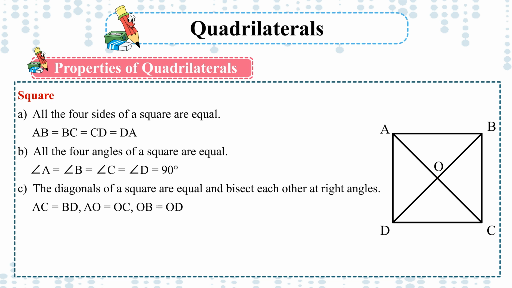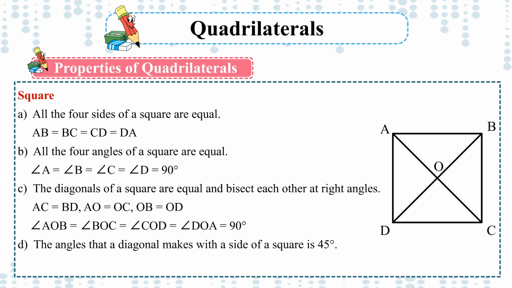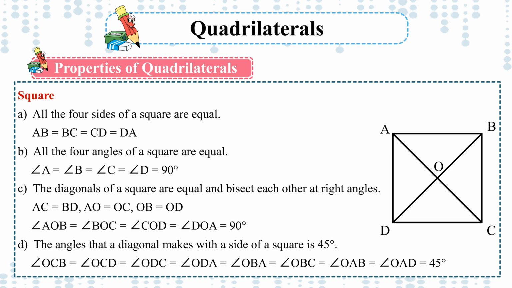AO is equal to OC. OB is equal to OD. Angle AOB is equal to angle BOC is equal to angle COD is equal to angle DOA is equal to 90 degrees. D. Angles that a diagonal makes with the side of a square is 45 degrees. Angle OCB is equal to angle OCD is equal to angle ODC is equal to angle ODA is equal to angle OBA is equal to angle OBC is equal to angle OAB is equal to angle OAD is equal to 45 degrees.